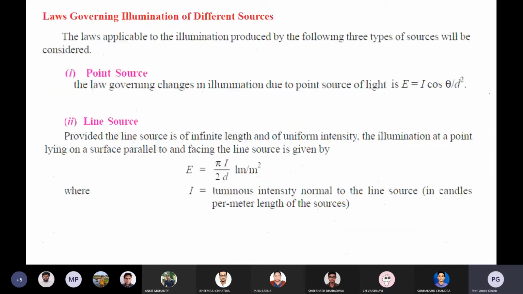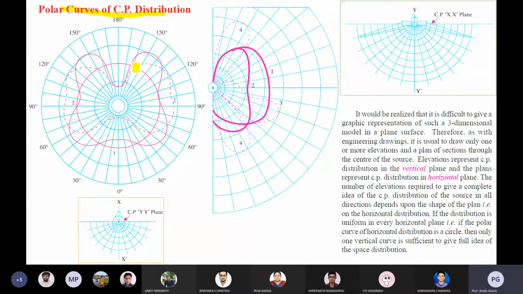Now your point source is there. You can recall from old studies, suppose diffusion. In your +2 level it was there, otherwise first year physics. Another two properties of light: the particle nature, I think, diffusion, and another one is polarization. So two properties are there.